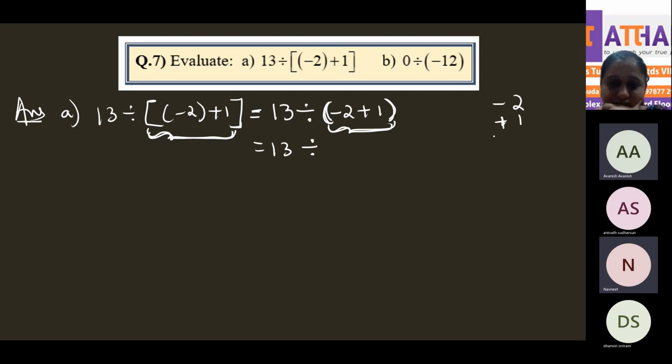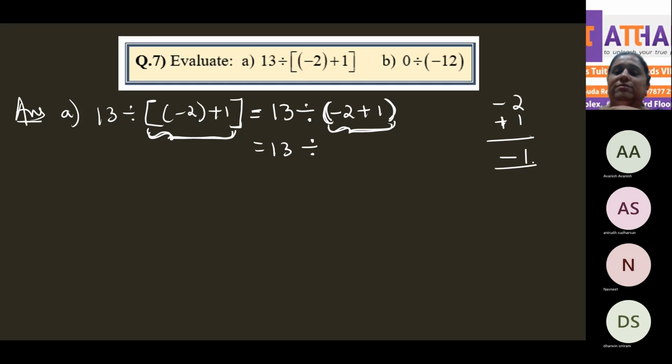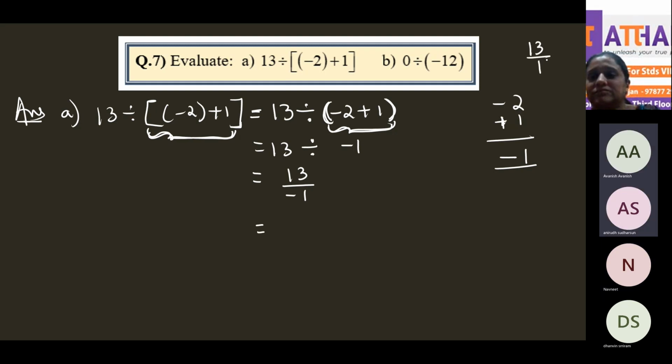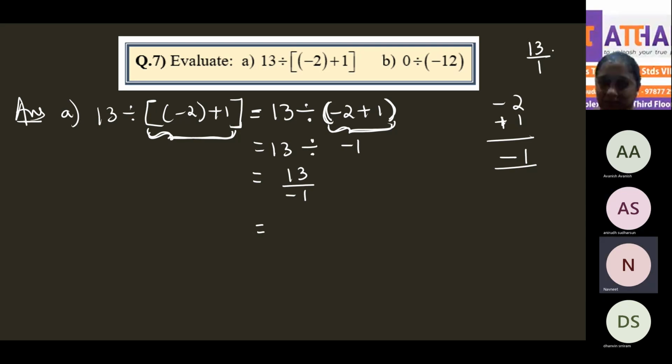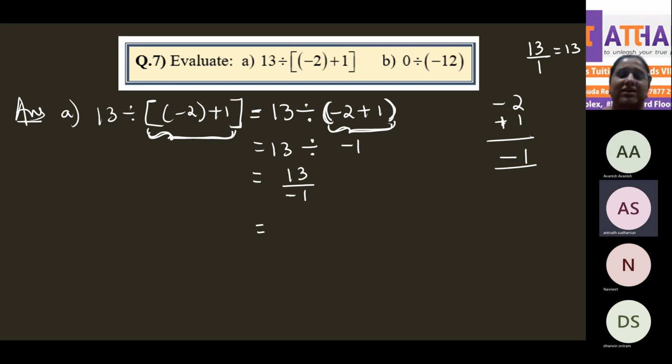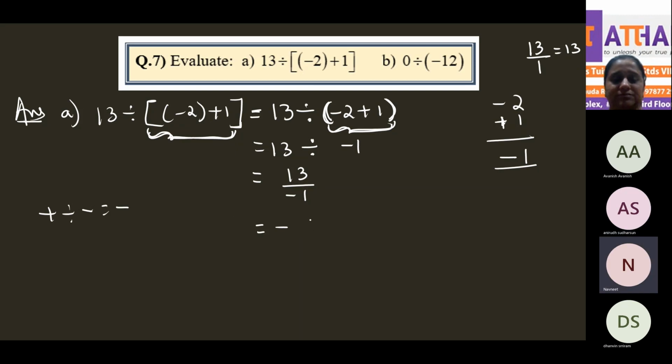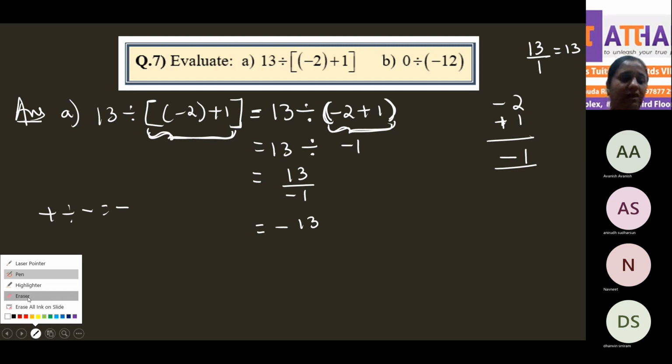Ma'am, minus one. Different sign. So subtract and put the sign of the greater number, -1. Then in the next step, you should write 13 divided by -1 like this. Now what's the final answer? What is 13 by 1? -13. Minus 13. Because 13 by 1 is 13, and plus divided by minus is minus. I already found the answer in the start itself, ma'am. Yeah.